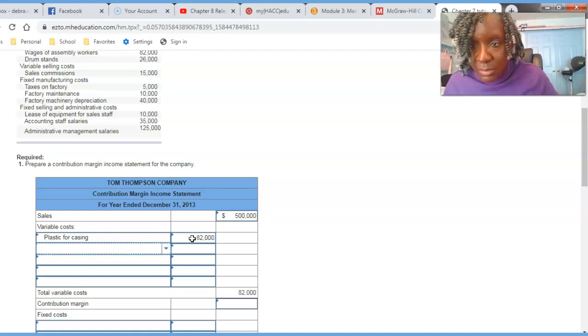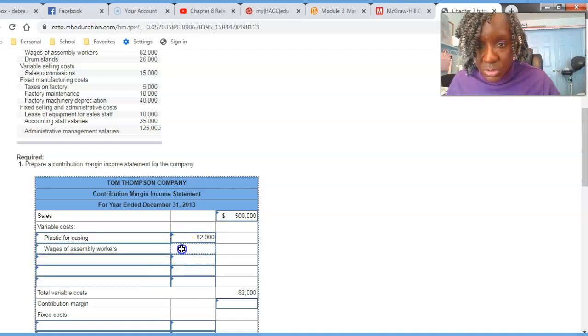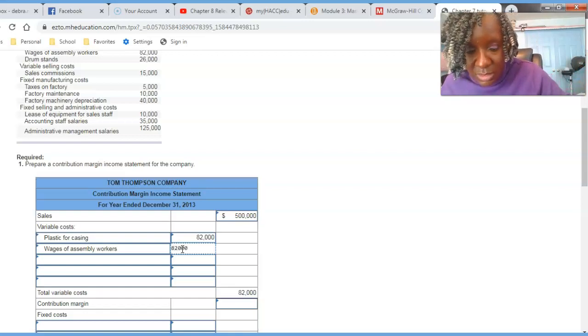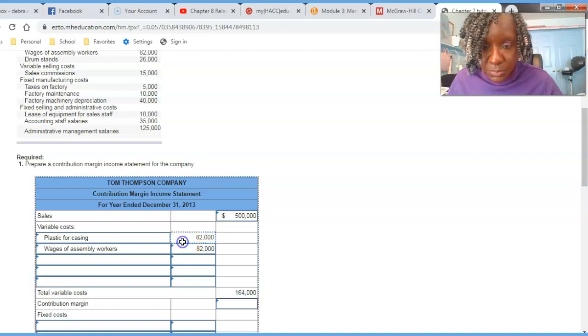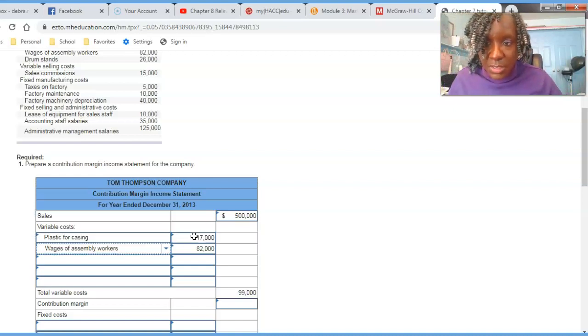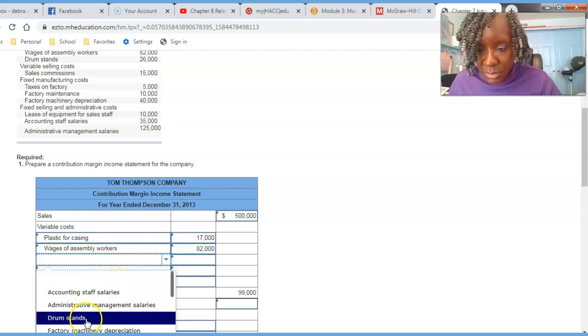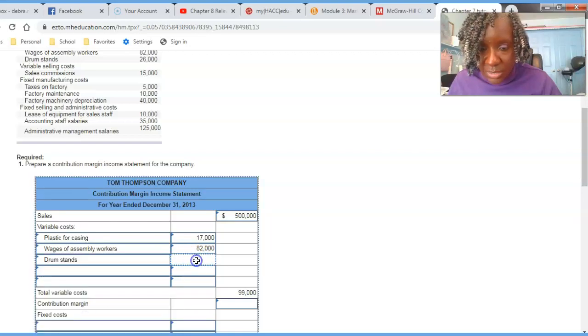Next, I want to talk about the wages of the assembly workers. Wages for assembly workers. And according to that, it is about 82,000. No, not 82. Yes, 82,000. I have to change this one. I think I made a boo-boo. It's 17,000. I'm sorry. $17,000 for plastic for casing. So far, so good. And then now we have our drum stands, which is 26,000. And I'm going to go down to drum stands and put the 26,000.